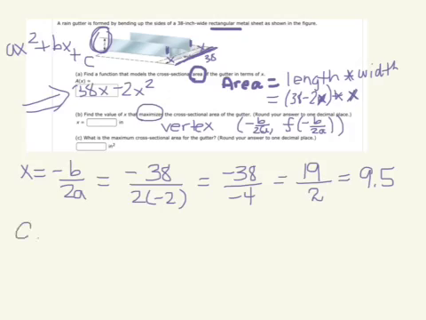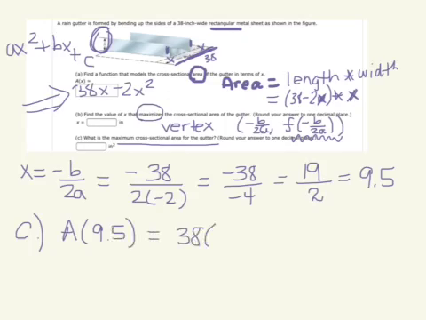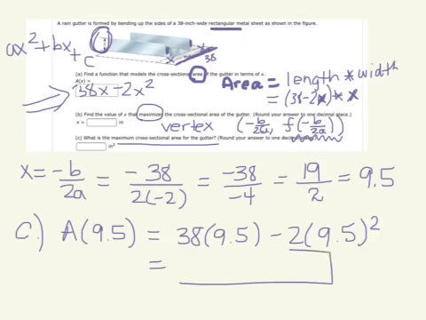Then for part C, it says what is the maximum area. So you want to know what is that actual value. So you take your function and you substitute in the value of 9.5. And plug all that in your calculator, and that will give you the actual maximized area.